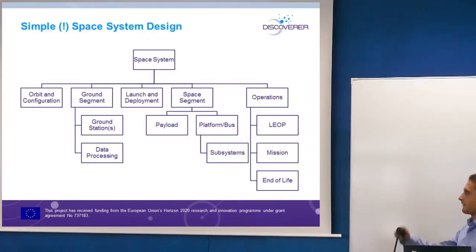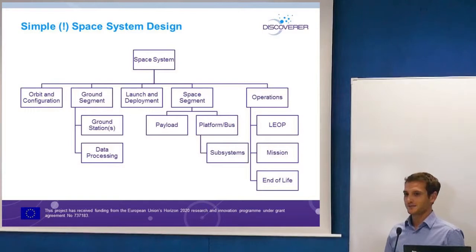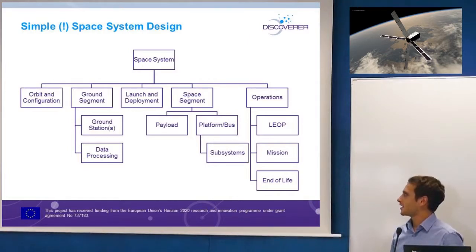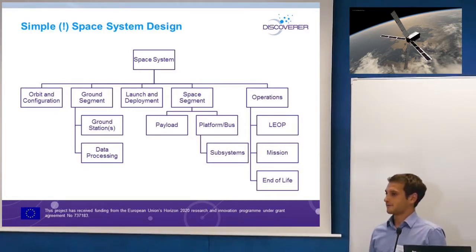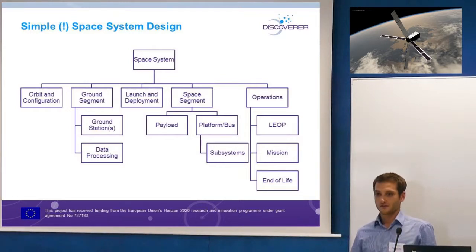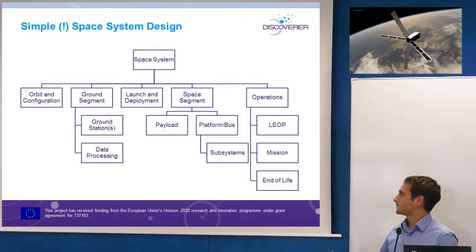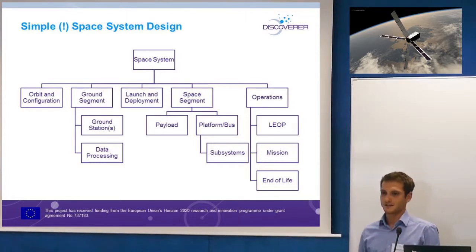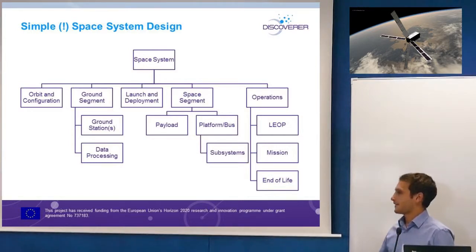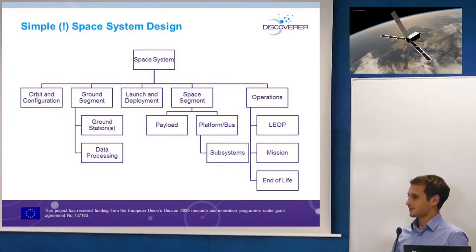So what I have on the screen now is a simple hierarchical example of a space system. So you might recognise many of the different components in this diagram. So maybe the orbit and configuration, maybe the ground segment and some parts to do with that. The launch, obviously, to get it up into orbit. The space segment, so we can separate that out into the payload, and then the bus, the platform that serves the payload, and then these operations that we have to do to perform the mission, to launch it, and end of life, of course, which we need to consider.